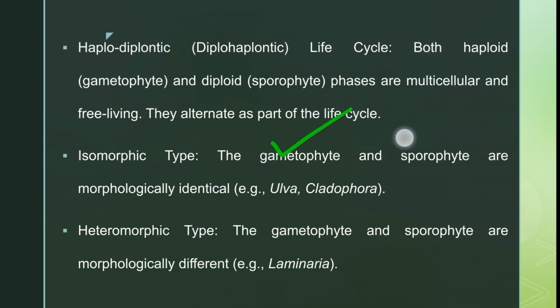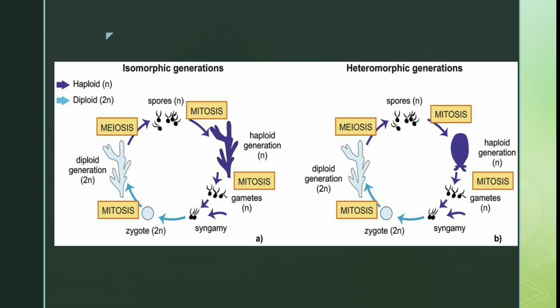Isomorphic is where gametophytic and sporophytic phases are morphologically identical, for example as found in the life cycle of Ulva and Cladophora. Heteromorphic means where gametophytic and sporophytic phases are morphologically different, for example Laminaria. Next, this is the diagrammatic representation of isomorphic and heteromorphic life cycle.